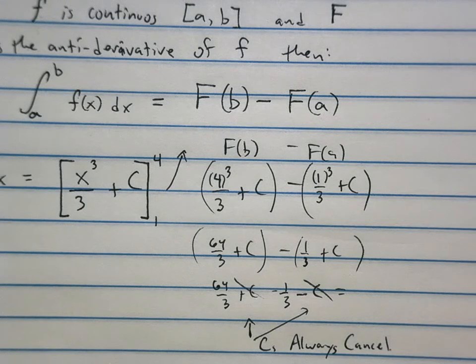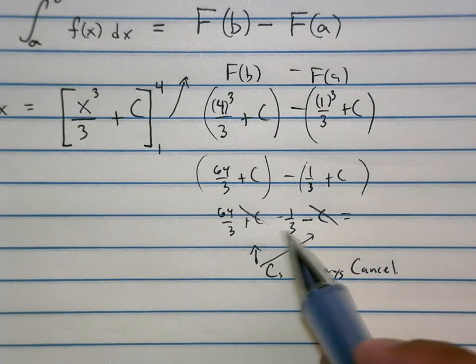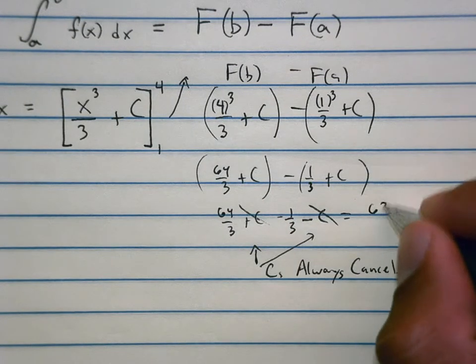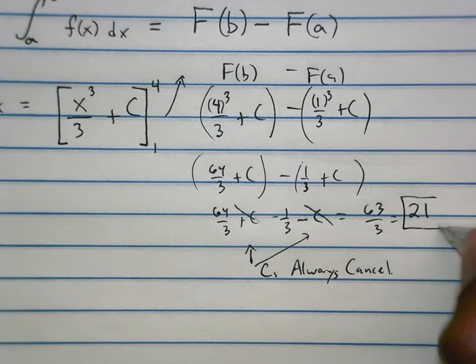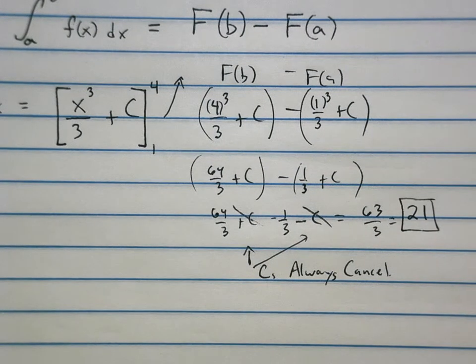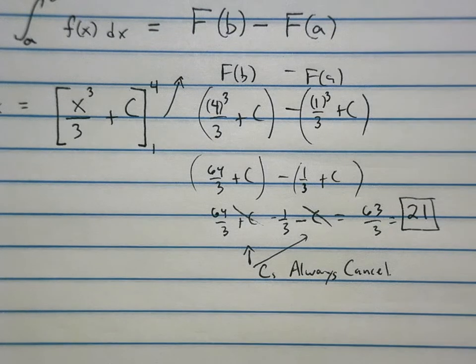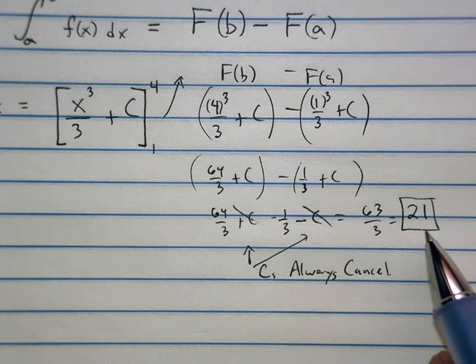Make sense? Okay. So now, what's our final answer? What is 64 thirds minus 1/3? 63 thirds, which reduces to 21, is our answer. Okay, 21. Why 21? Ms. Prama, what does it mean? It should be your next question. It means something. This is the area.